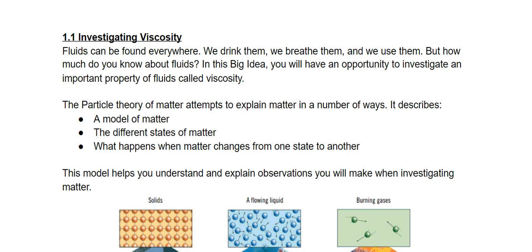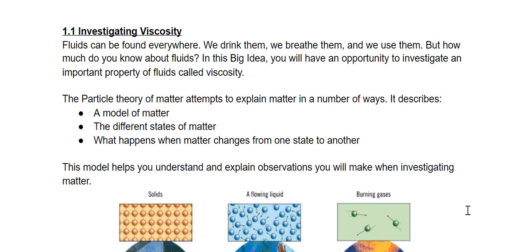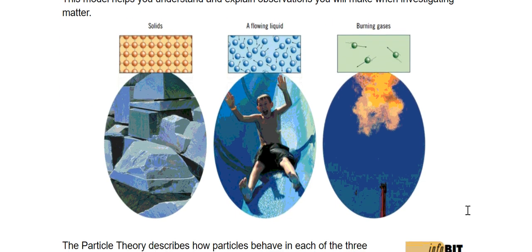The particle theory of matter attempts to explain matter in a number of ways. It describes a model of matter, the different states of matter, and what happens when matter changes from one state to another. We talked about this concept before the break. This model helps us to understand and explain observations that we will make when investigating matter.